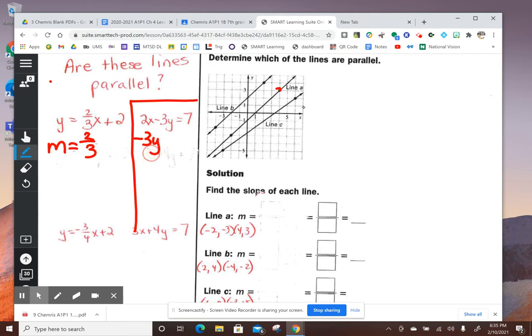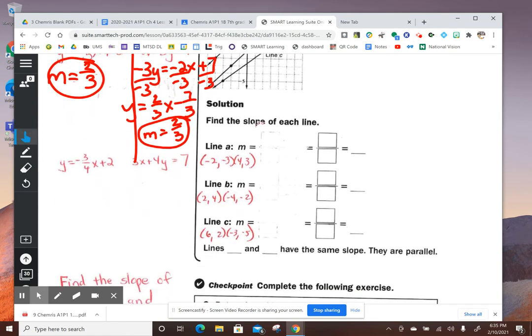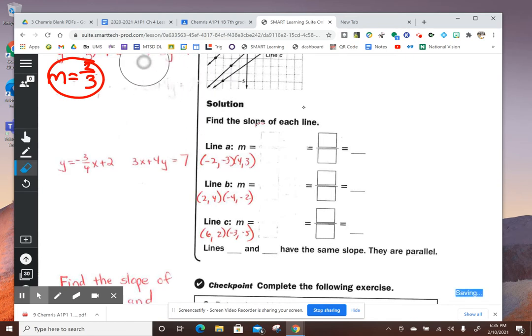This one's not as easy because it's not in slope-intercept form, so I'm going to put it into slope-intercept form. So I'm going to subtract 2x from both sides. Then I'm going to divide by negative 3, divide by negative 3, divide by negative 3. And I get y equals 2/3 x minus 7/3. So m equals 2/3. So they both have the same slope. So they are parallel. Okay, so I want you to try the next group of equations on your own. Stop the video and start it again when you're done and see if you agree with me.